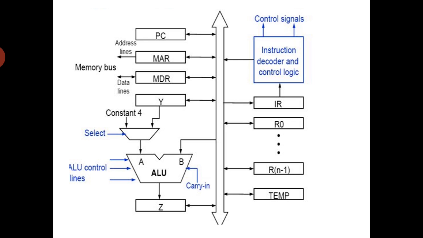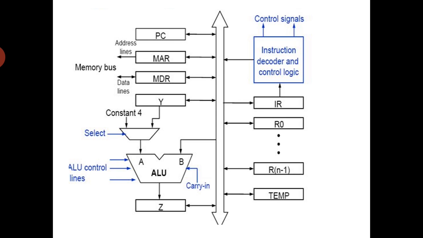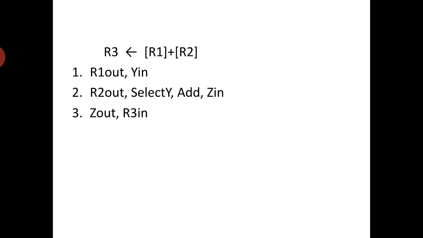From the Z register, the data has to be transferred to the destination register. In our example, our destination is R3. R1 and R2 are source registers. Here R3 is the destination register. From the temporary register Z, the result is sent to the destination register R3. So the result is transferred from Z to R3 by activating the Z out and R3 in control signals. So this is how an ALU will perform the operation.